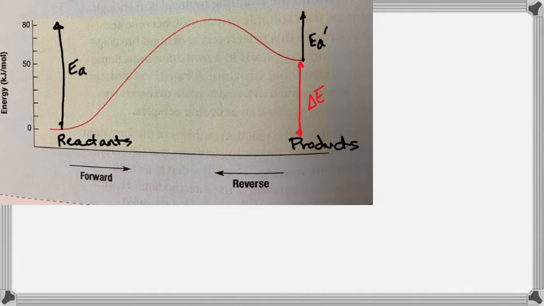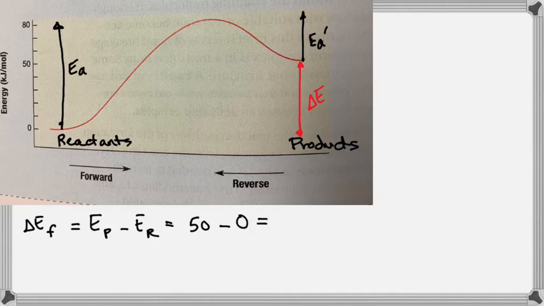If I look at the forward reaction first, and by the way, we're supposed to label forward and reverse reaction. Those are already on here. So delta energy for the forward reaction, that needs to be the energy of our products minus the energy of our reactants. The energy of my products is right at 50 kilojoules, and I'm not going to write kilojoules per mole, but you can go and put your units in there. And the energy of the reactants is actually down there at 0. So for the forward reaction, the change in energy is a positive 50 kilojoules per mole.